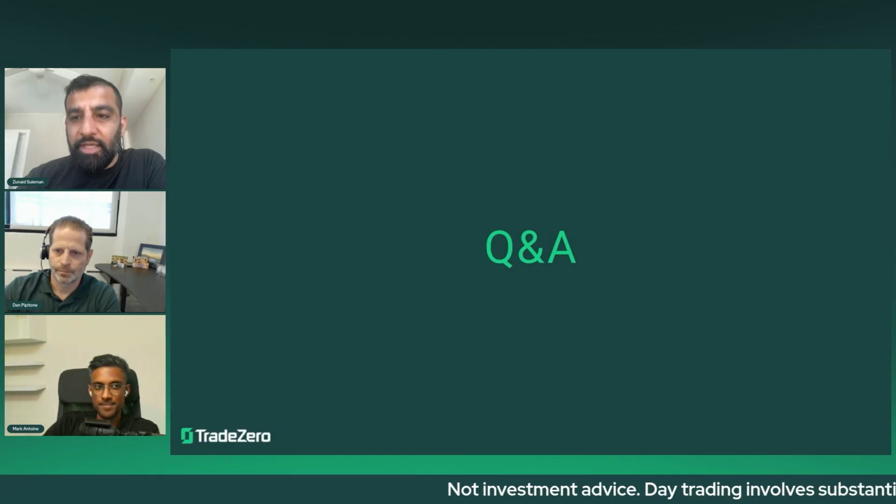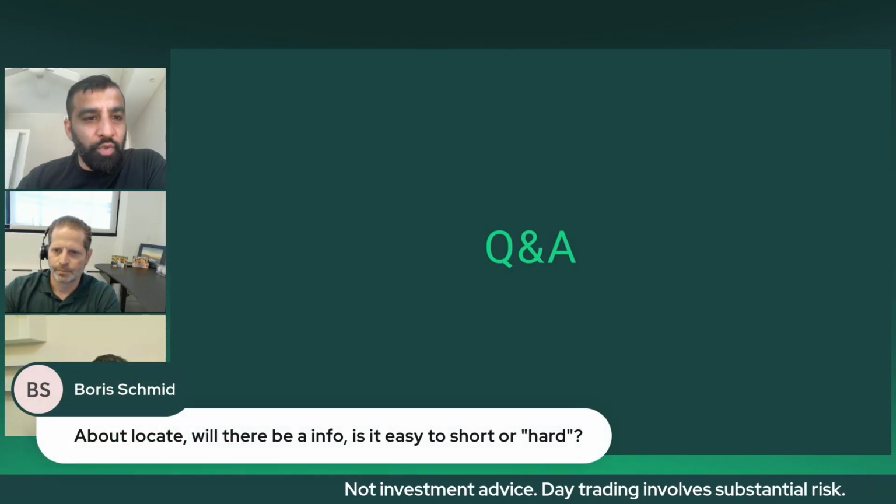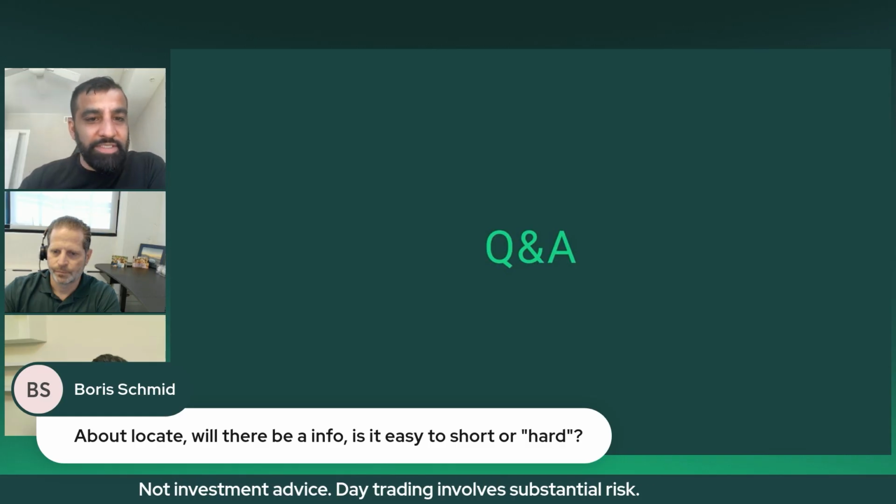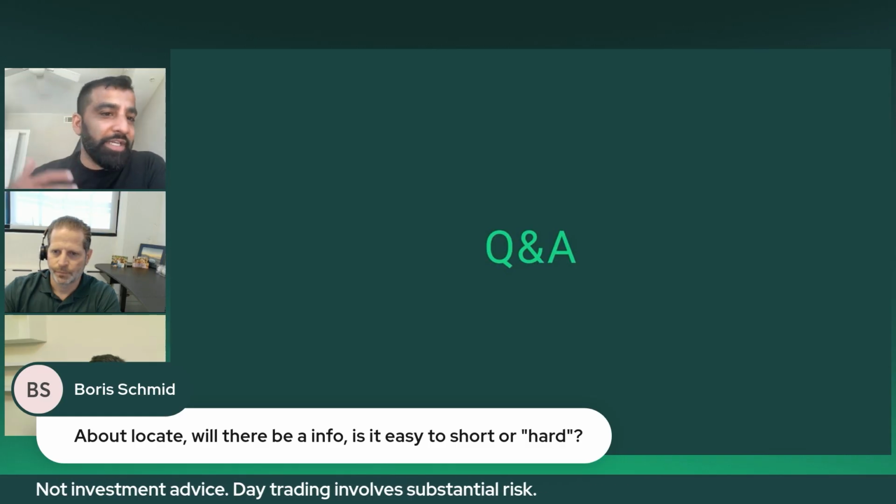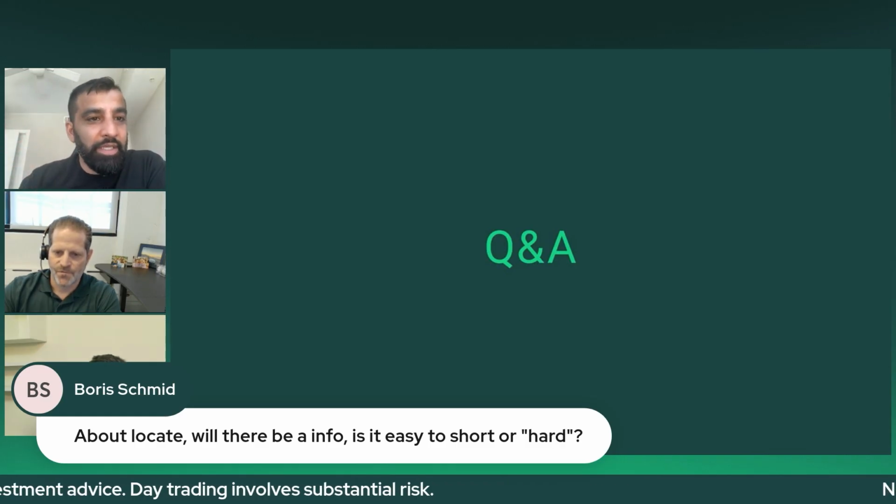All right, appreciate that. I've got this one from Boris. Dan, if you want to, about locate. Will there be info? Is it easy to short or hard, right? For example, Apple, easy to short, where some other small caps might be a little tougher.